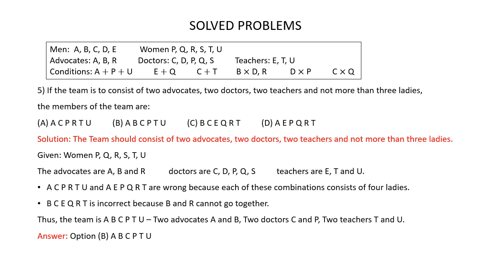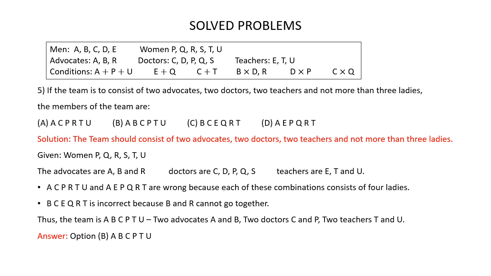So this is the given information and conditions. Let's use this along with the information given in the question and answer the question. If the team is to consist of two advocates, two doctors, two teachers and not more than three ladies, the members of the team are. Here you are given four options and you have to find out which of these options is the correct one.